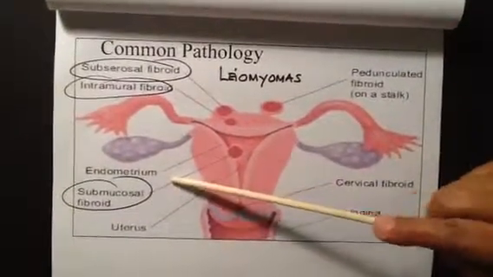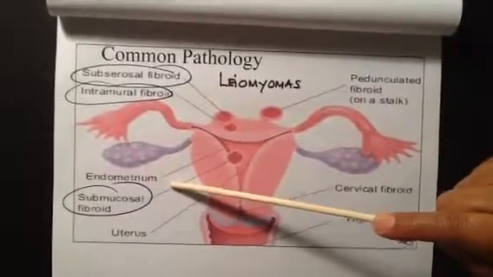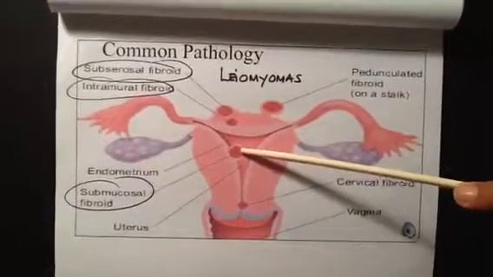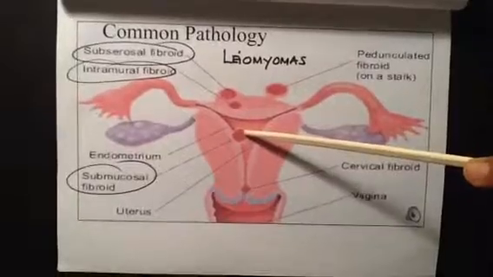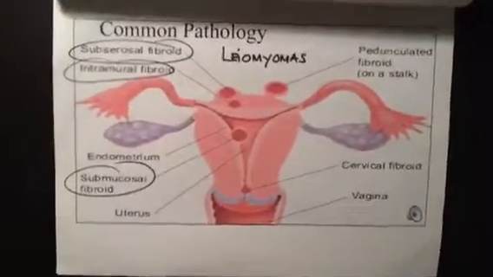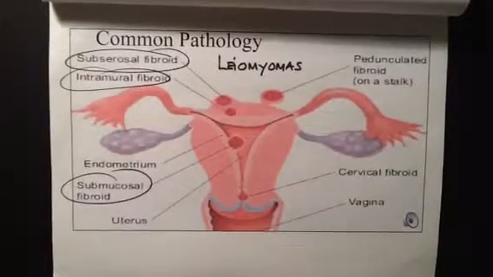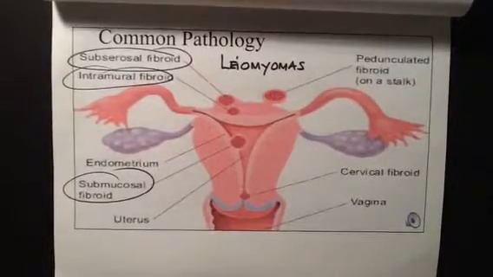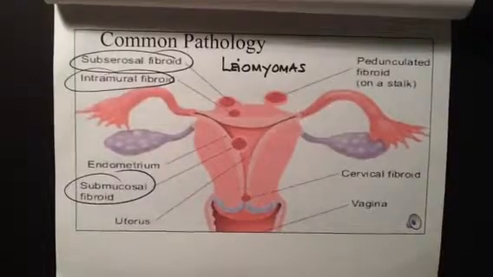The submucosal fibroids are just under the lining of the uterus. These are less common, but they tend to cause the most problems in women, causing heavy bleeding, gushing, and very heavy and prolonged periods.